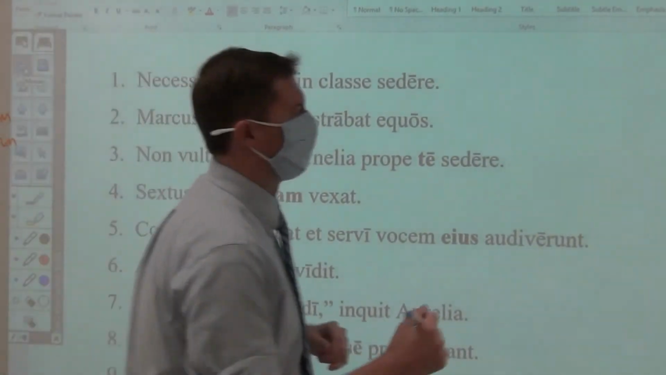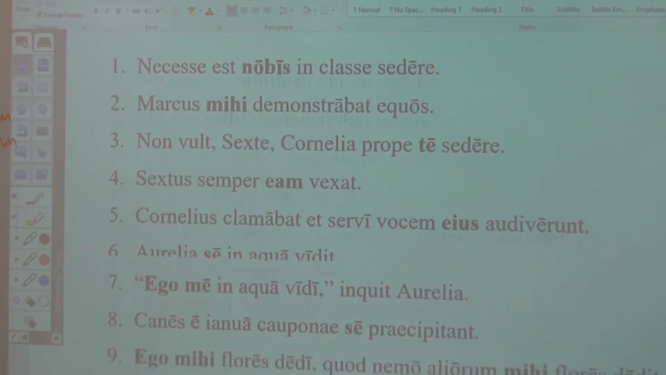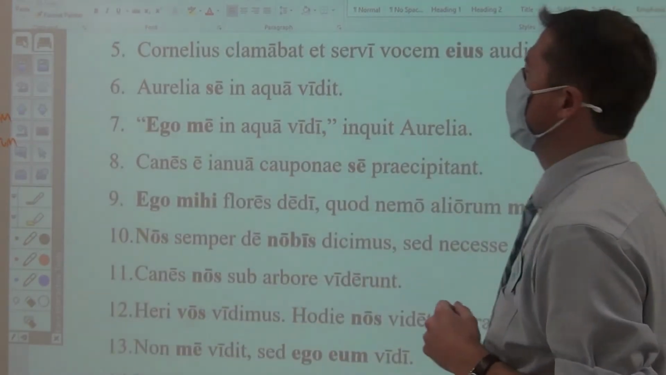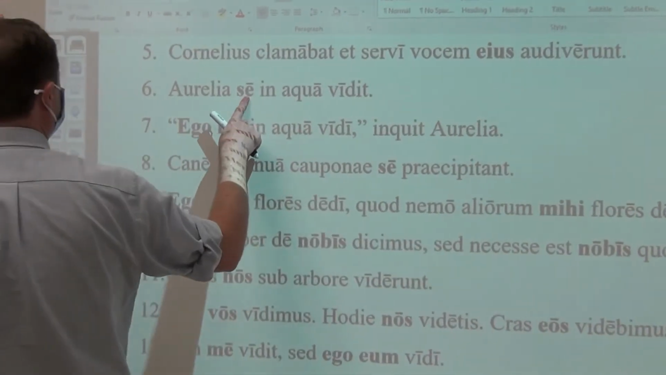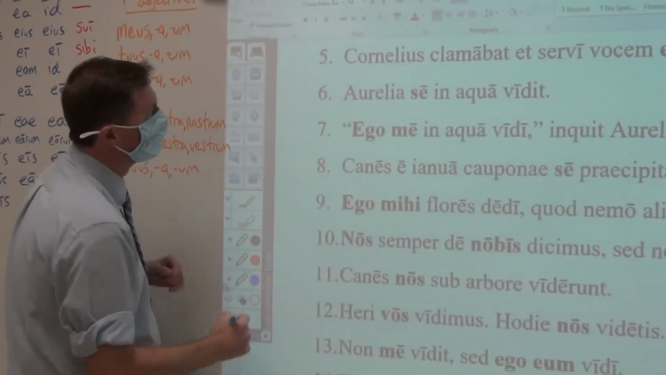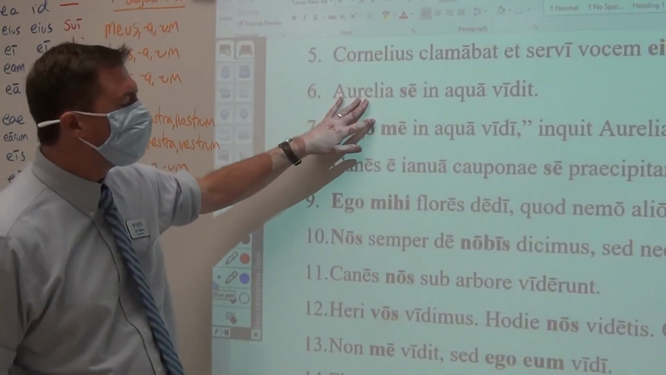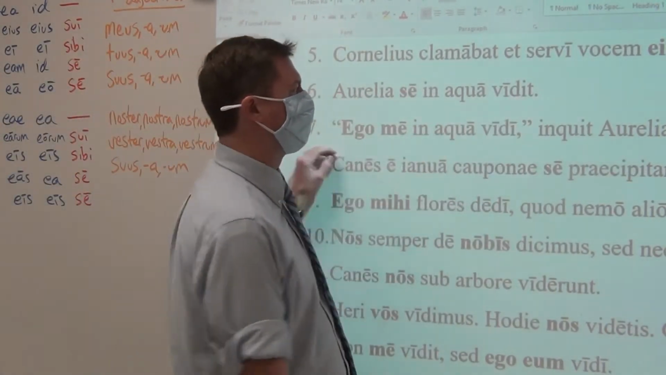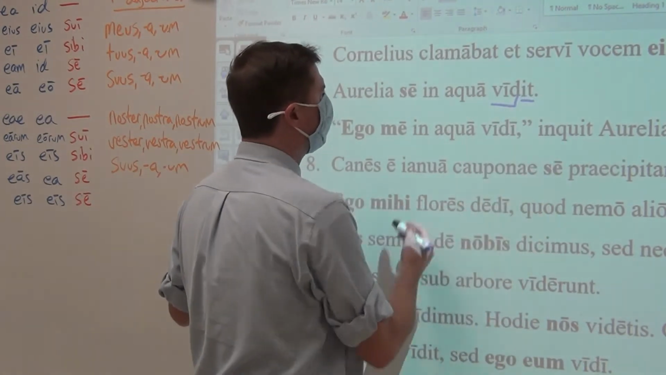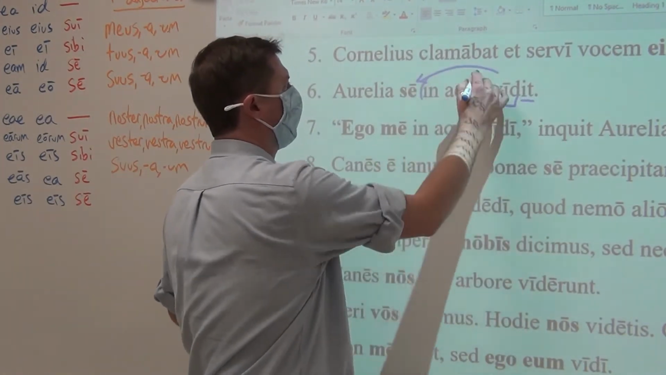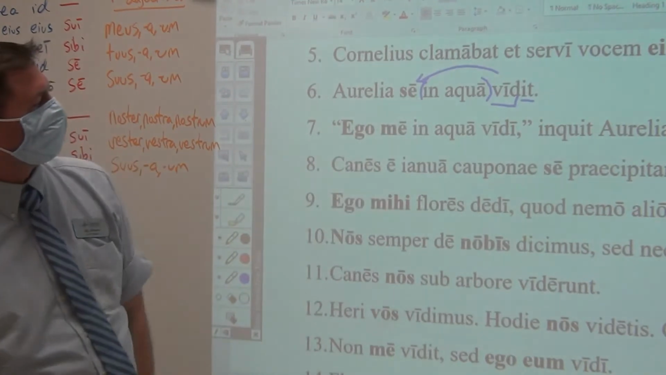Number 6, we see a reflexive for the first time. And again, the way you're going to know whether it is translated as himself, herself, itself, or themselves is to look at the subject. So since it is the subject, Aurelia saw, did see, perfect stem, perfect ending, herself in the water. And so it is herself.